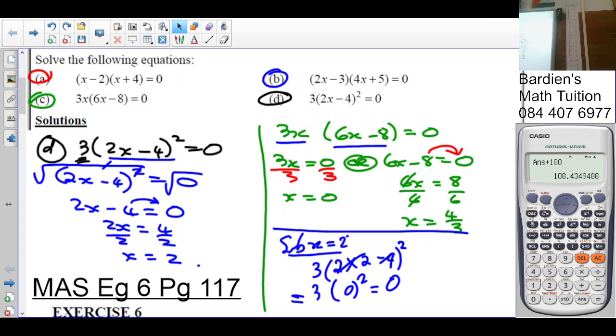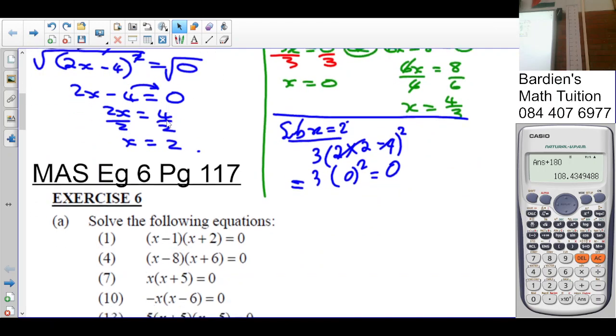Okay. Any confusion here? Yes? No. Because 3 will never be equal to 0. That is why. Okay. 3 will never be equal to 0.